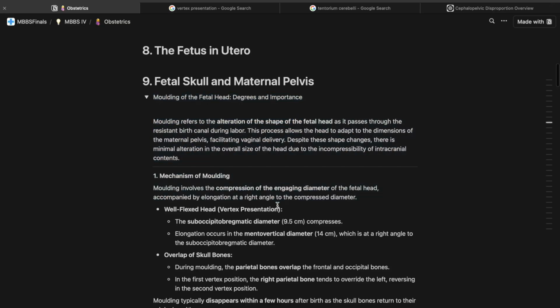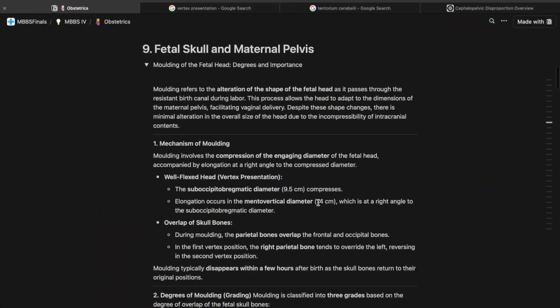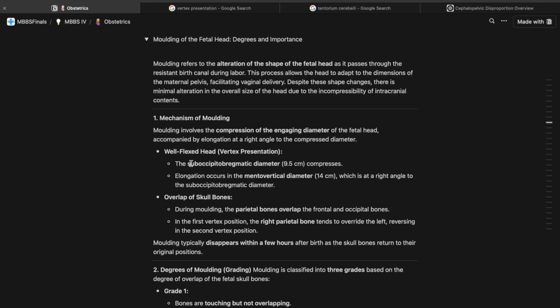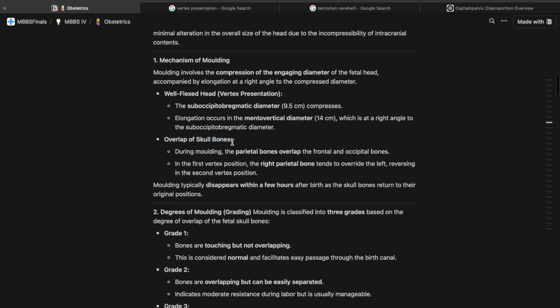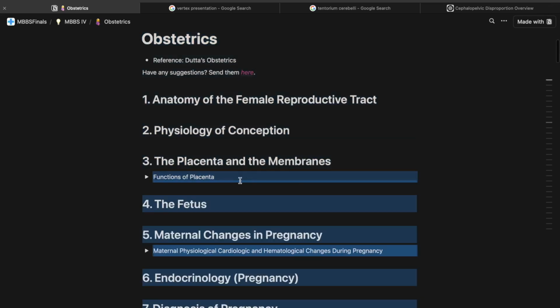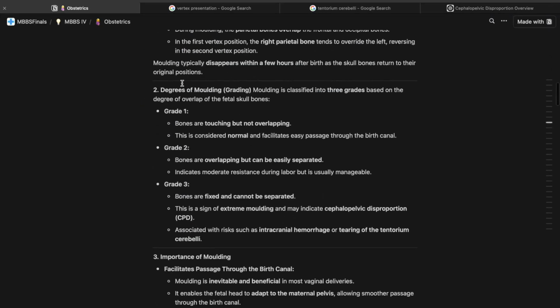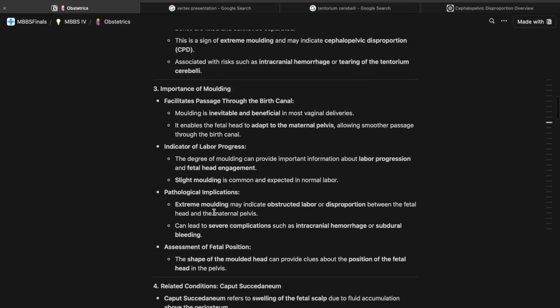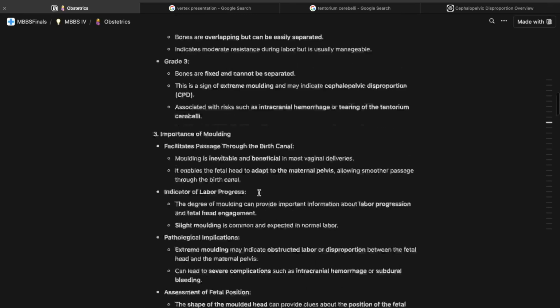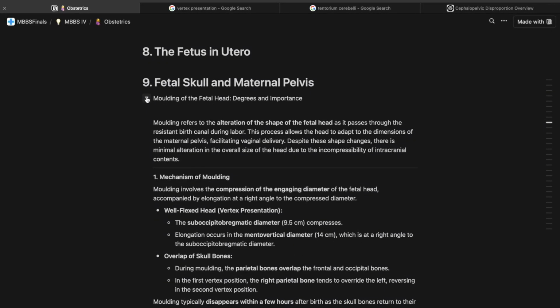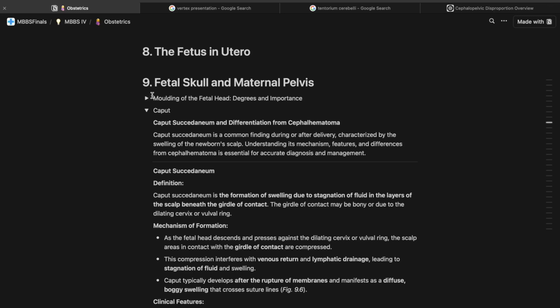This took a really long time. How many minutes? Almost 20 minutes. It's fine, because we have understood the suboccipitobregmatic diameter, what it is, the mento-vertical diameter, what it is, and the relation of these two. And then we have learnt about the overlapping of bones on one particular side. If there is one type, on the other side, it is just opposite of that. So there is reversing that happens in the second vertex position. And we have seen the grades 1, 2, 3, and how important it is. And finally we touched upon the caput succedaneum. That ends this section.